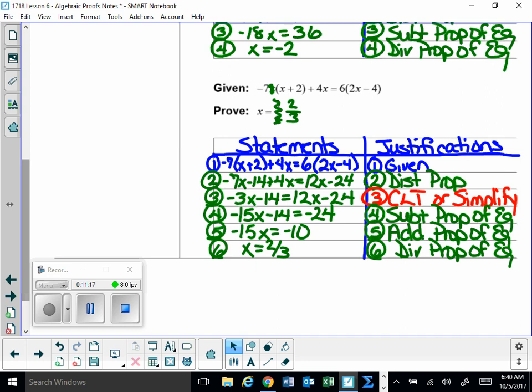Some teachers and some textbooks will call it simplify. It's completely up to you which word you use. When you look at that and you know you need to put the x terms together, what do you call it in your mind? And use that word, either combine like terms or simplify.